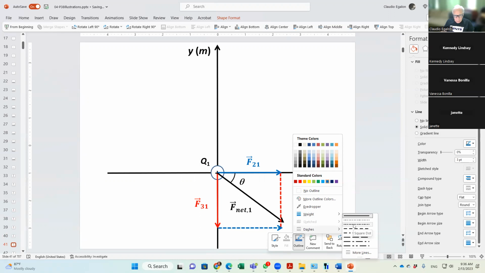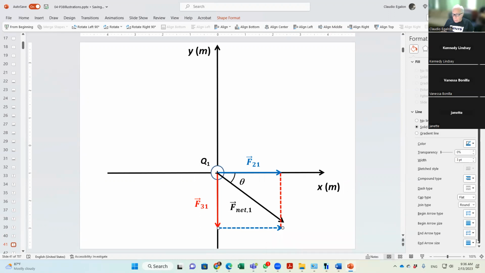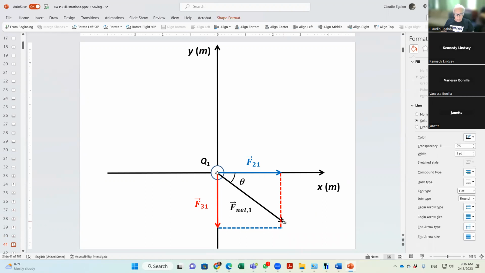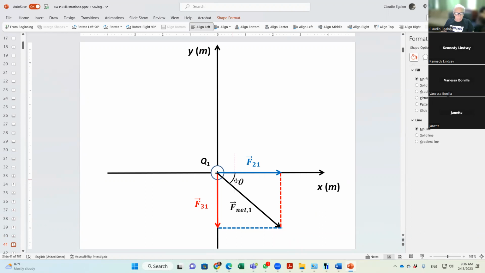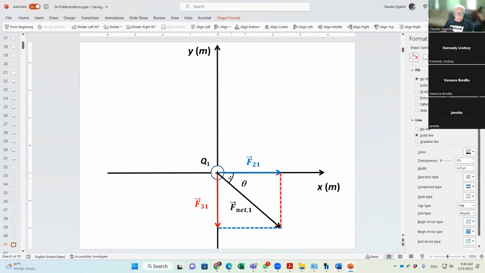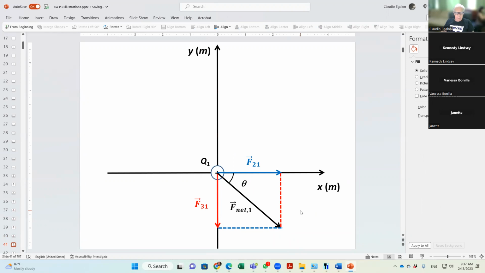Here you go. And then I'm going to eliminate the arrow as well. Okay, so here you go. So my net force is going to be a little bit downwards. The theta angle is like that. So the tangent of this theta angle is going to be this side divided by this side, right?